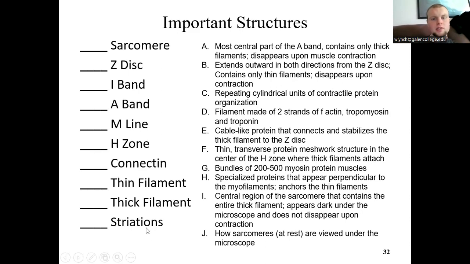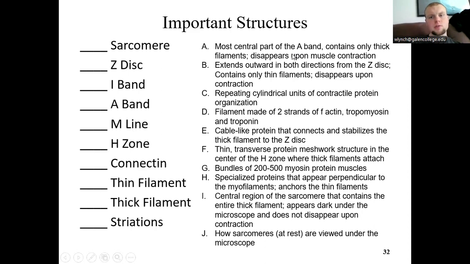We see striations here. Striations, not quite sure which one they're looking for. I'll come back to that.